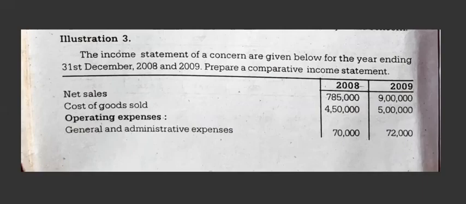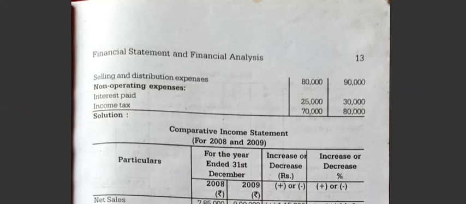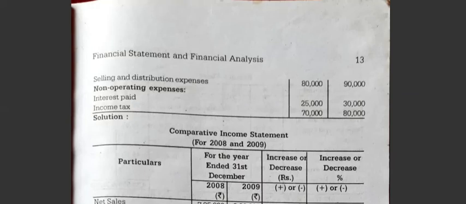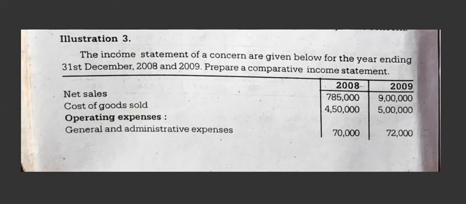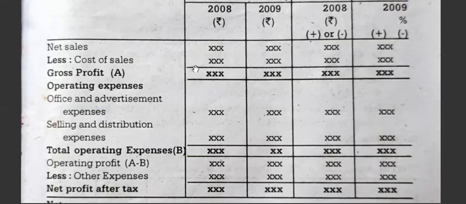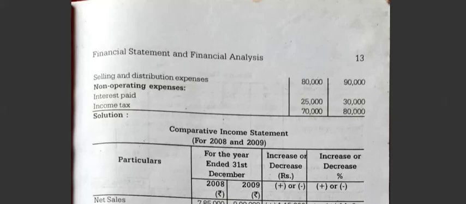These are the things you have to remember. This is the format to compute the comparative income statement. Now next there is a problem. I'll explain the problem, how to do this.